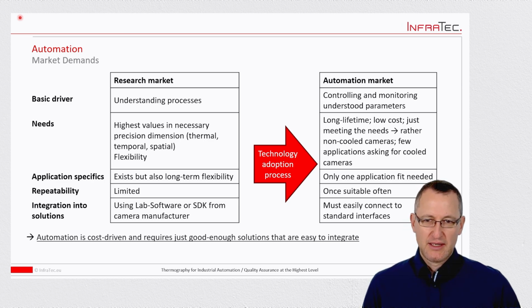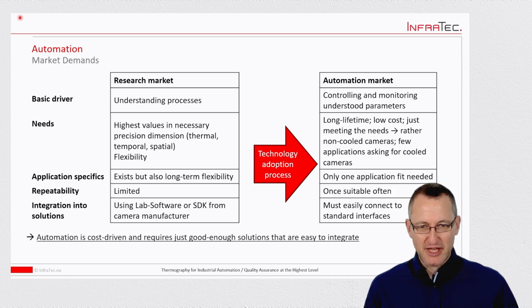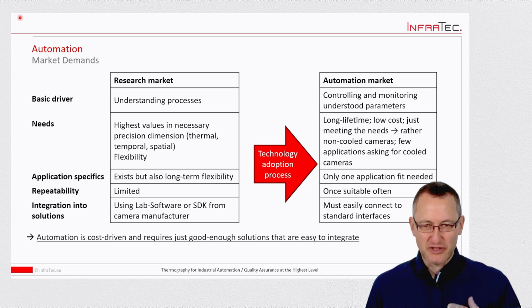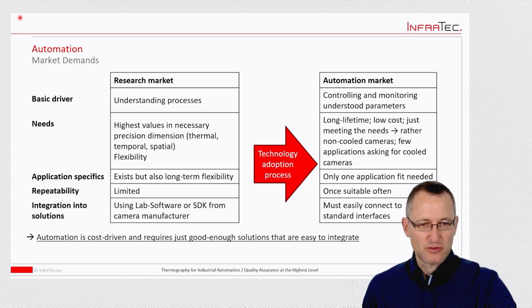processes. In terms of application, it's typically that a camera is chosen for one application, but of course there needs to be some long-term flexibility to adapt as needed. There are typically one-by-one systems, there's not so much repeatability, and typically customers use lab software or an SDK from a camera manufacturer.